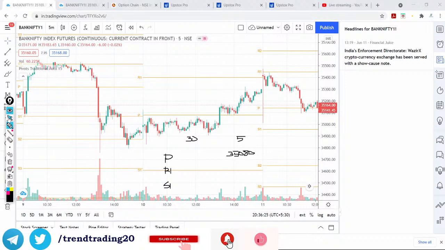35,080. Very clear. R1, where is R1 here? 35,400. I am taking it in 5 minutes. Try to understand this. Where is S1?